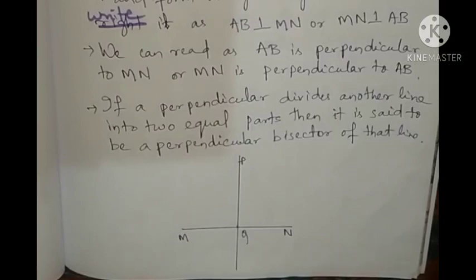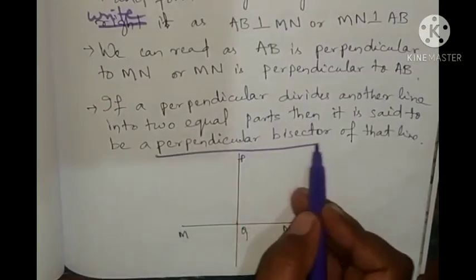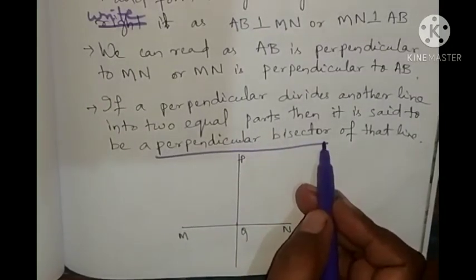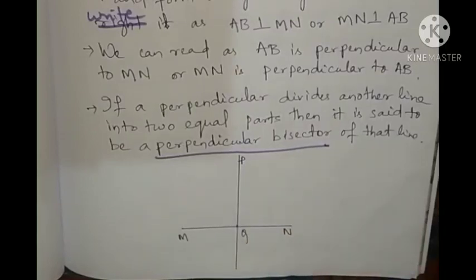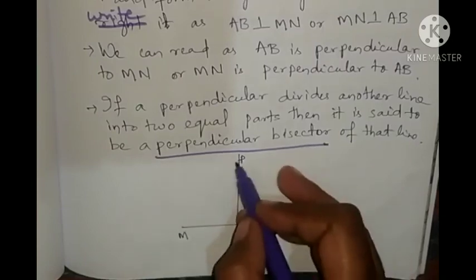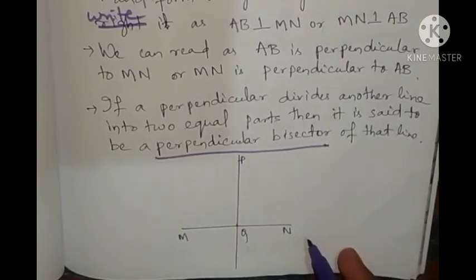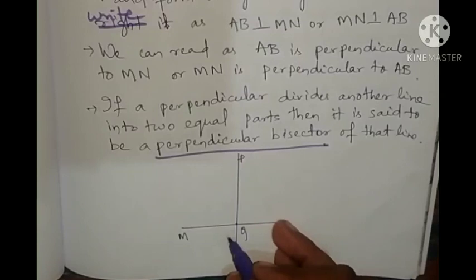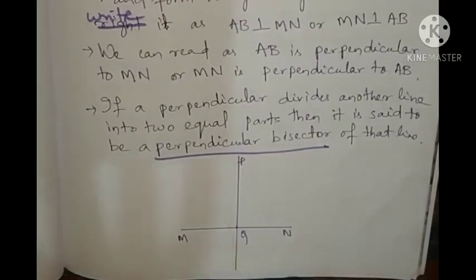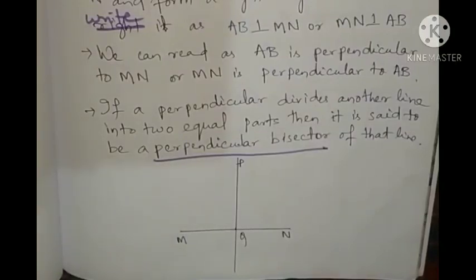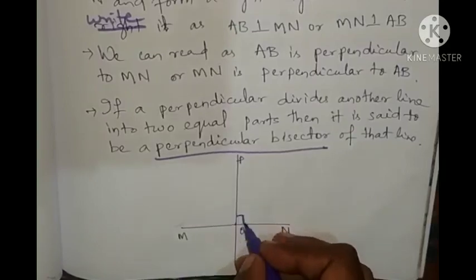If a perpendicular divides another line into two equal parts, then it is said to be a perpendicular bisector. Bisector means, sector means dividing, bi means two equal halves. So if something perpendicularly divides any line into two equal halves, you can say that it is a perpendicular bisector. So how can you know? Look here, perpendicular means it will form 90 degrees.